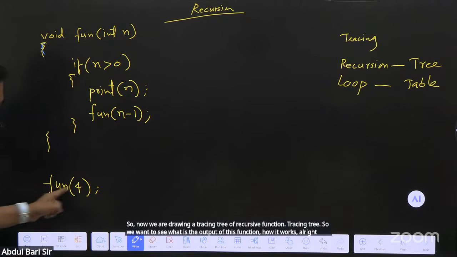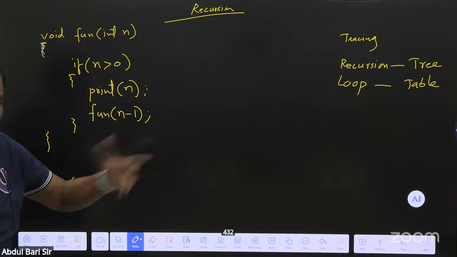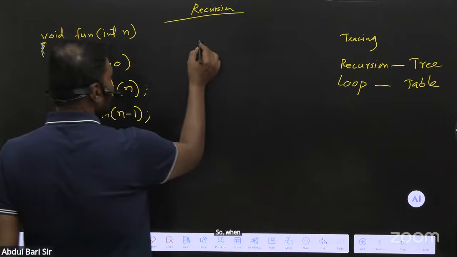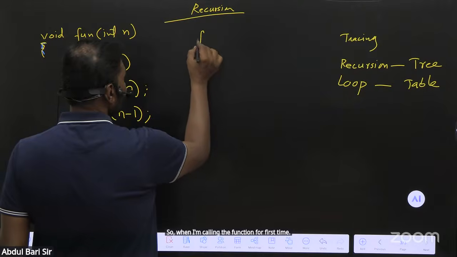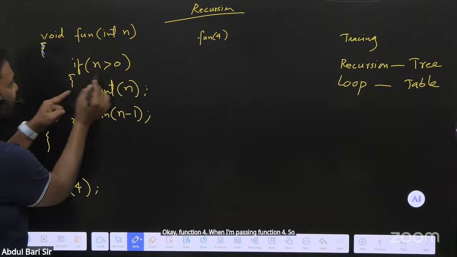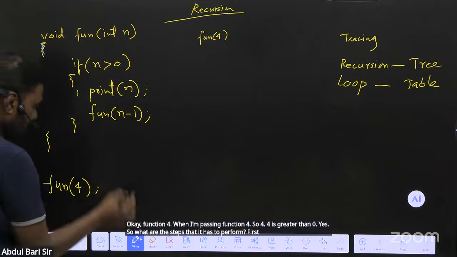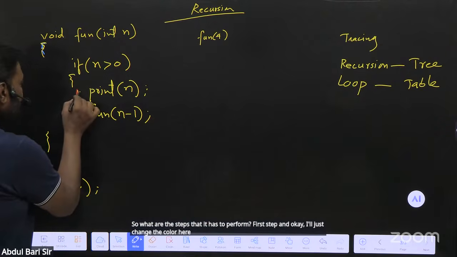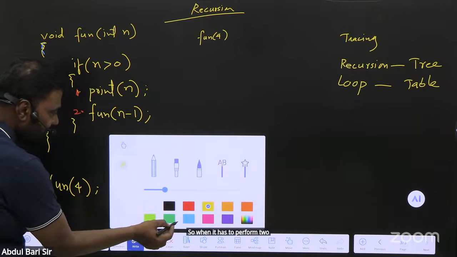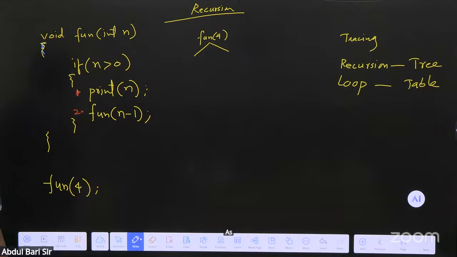All right. So if I am passing 4, you know the answer. What's the answer for this one? 4, 3, 2, 1. Okay. But we will trace it and tell the answer. So when I'm calling the function for the first time, function 4, 4 is greater than 0. Yes. So what are the steps that it has to perform? Step 1 and step 2. It has to perform 2 steps. So you should draw 2 branches from this one. As many steps, that many branches.